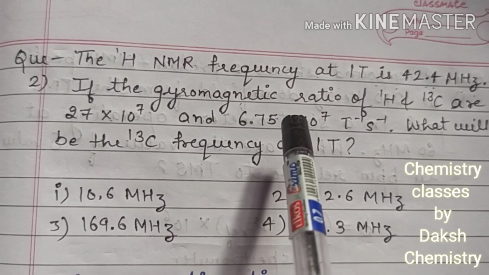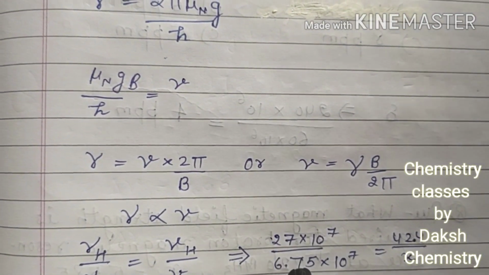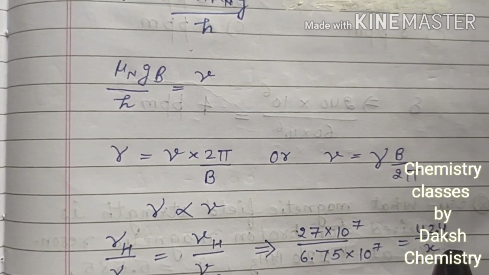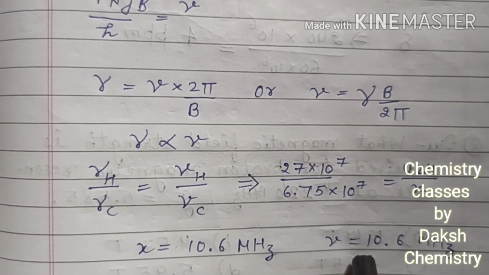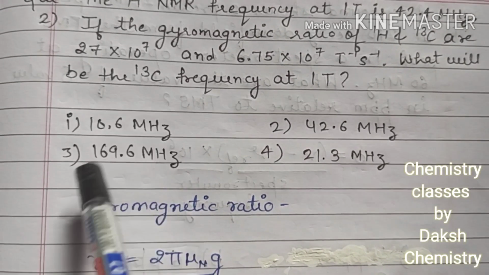So we put these values into the formula. There we calculate the frequency for the carbon atom and we get 10.6 MHz. So the correct option is option 1.